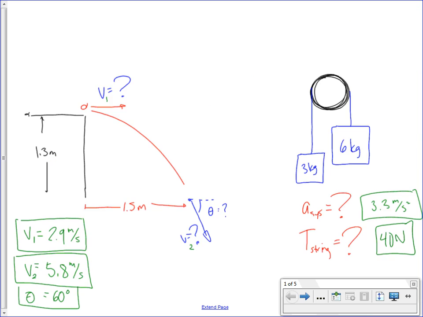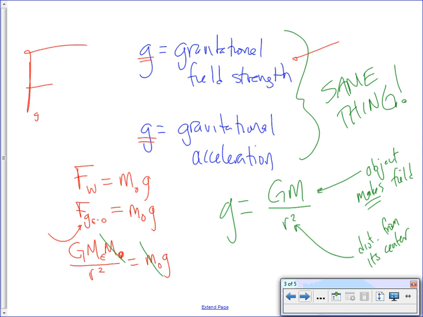So the moral of the story is you don't have to memorize, it won't kill you. You can get there in a pretty short number of steps. Gravitational force is mg. Gravitational force is really GMm over r squared. We can get rid of those two m's, and there's g.